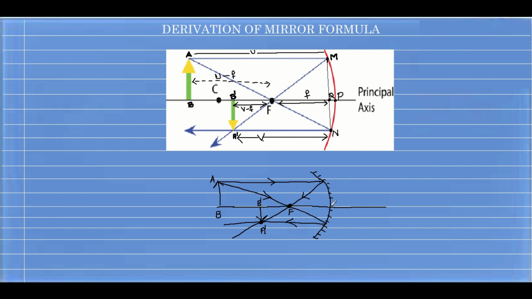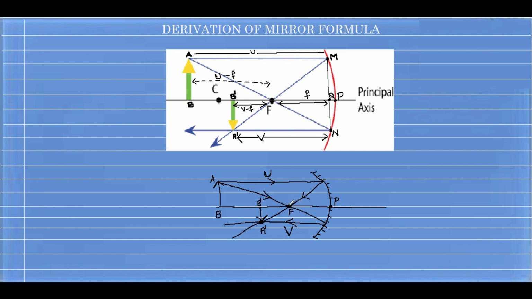Next, this is the pole point. The distance from the pole, that is from the mirror, to the object is called the object distance, which I have considered here. The distance from the mirror, that is from the pole to the image, is called the image distance. Image distance is v and object distance is u.